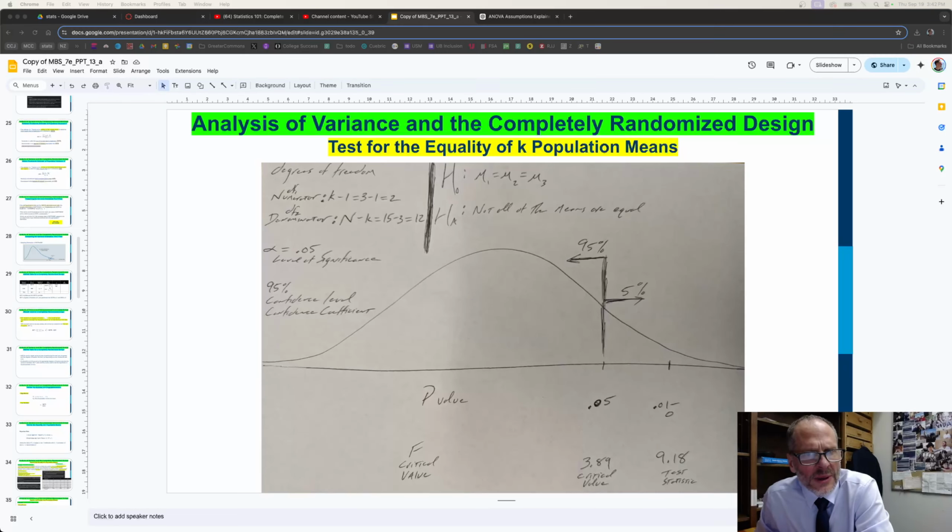Hey, welcome back everybody. We are going to do a test for the equality of K population means, where K is the number of population means, and the end result of everything we do is going to be to produce a picture like this. And this picture is very similar to the kinds of pictures we've already been doing, where we have a probability distribution, some sort of a curve, and then we're going to be using the F table. That's the way I think about it.